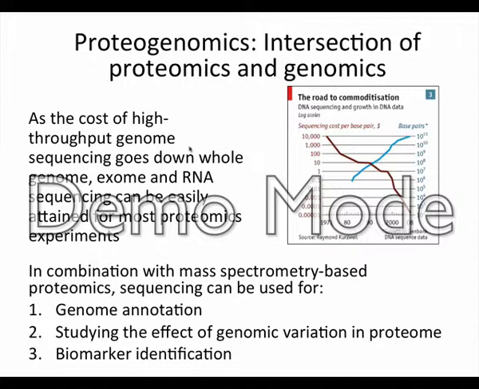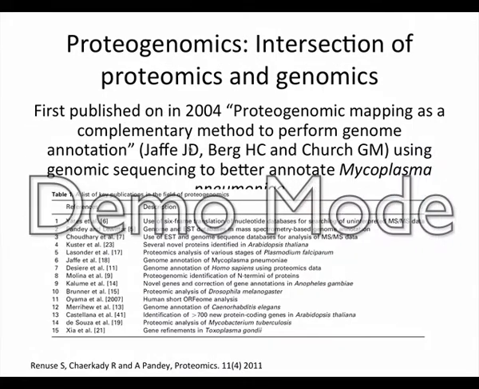So as genomics has become a lot cheaper, sequencing is much easier to do for all sorts of different experiments, right? Which I'm sure you guys have heard about extensively in some of your other classes. So in combination with mass spec, the sequencing can actually be used to help genome annotation, to study the effect of genomic variation within the proteome, and also in biomarker identification. So together they're a really powerful pair.